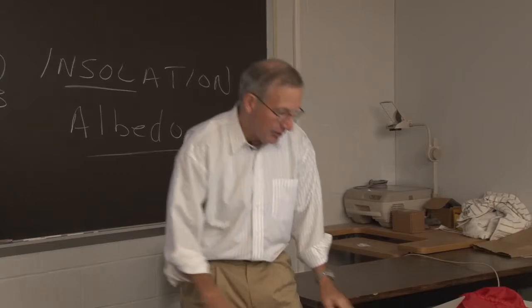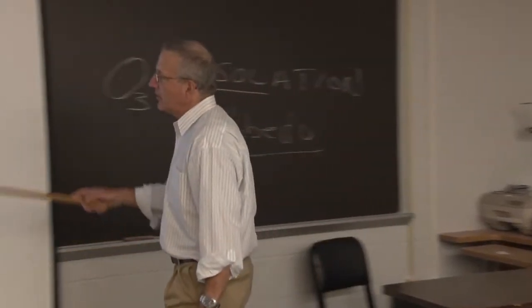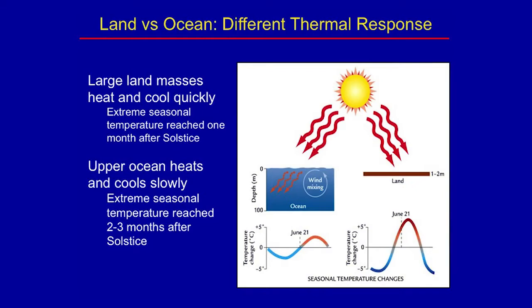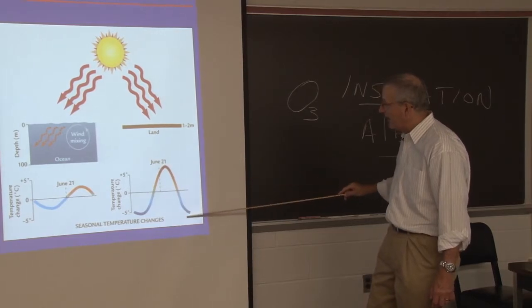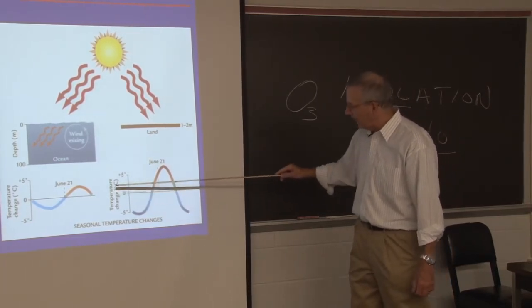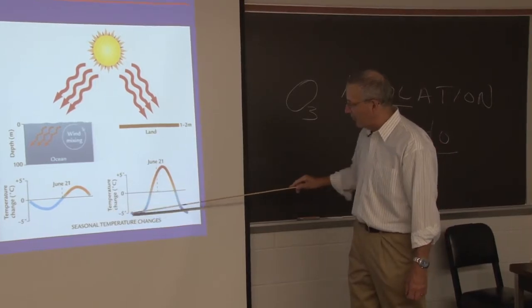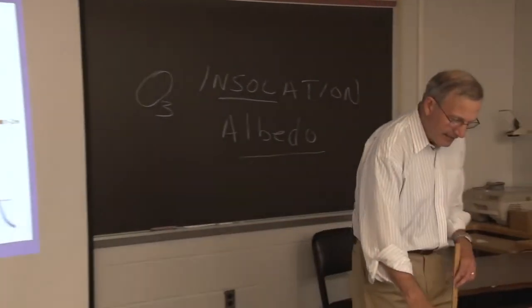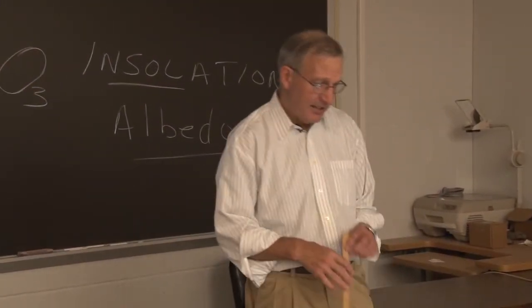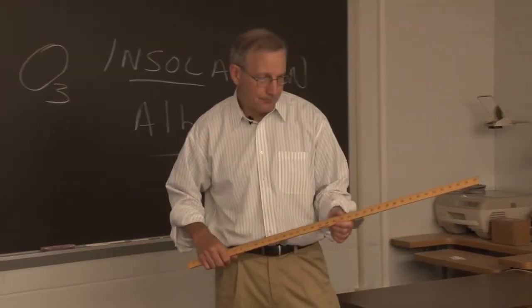And the reason why that is true, again, is large land masses heat and cool quickly. They have extreme seasonal temperatures reached about a month after solstice. Upper oceans heat slowly, with extreme temperatures reached about 2 months after solstice. And that's what this graph shows, that the temperature changes on land are much larger and they basically follow the forcing, that is the change in the incoming solar radiation, much more closely. This one lags. And the concept of leads and lags in the climate system is very important.